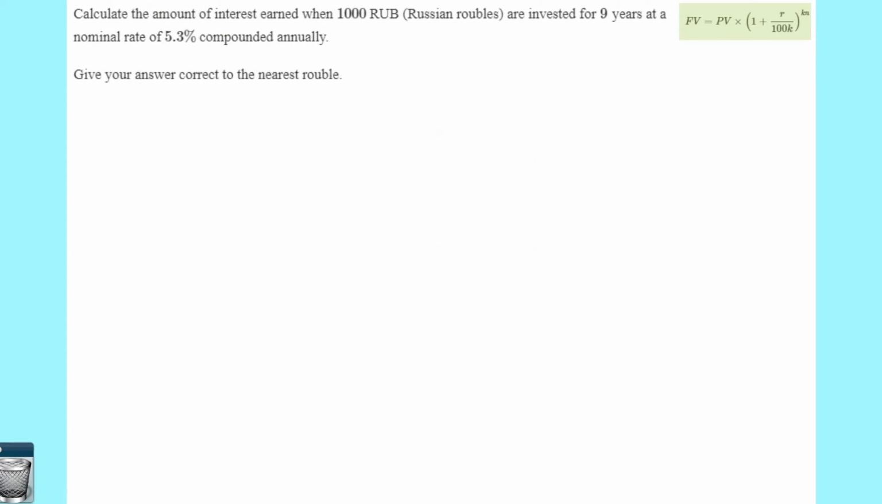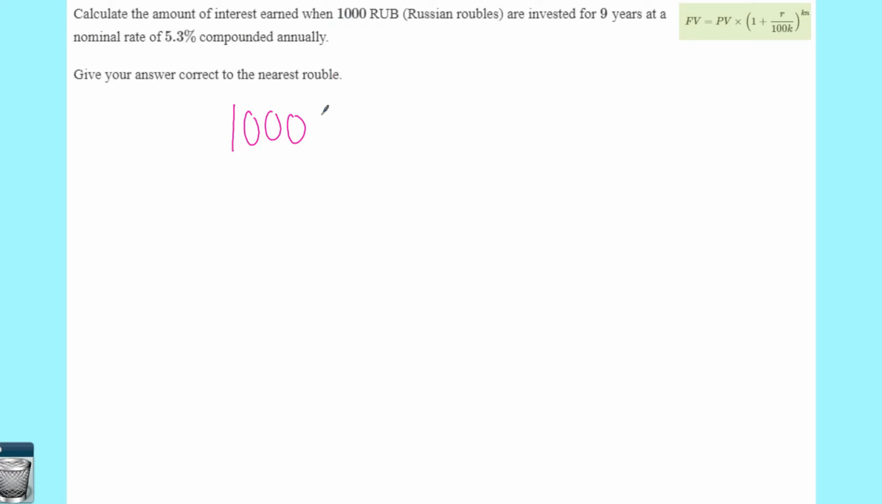Next slide. Okay, so let's do it again. Calculate the amount of interest earned when Russian rubles are invested for 9 years at a nominal rate of 5.3%. So our present value, sorry, I was just making sure I knew what we were solving for. We want to know how much interest was earned, and we'll get to exactly what that means. Let's plug in what we know.